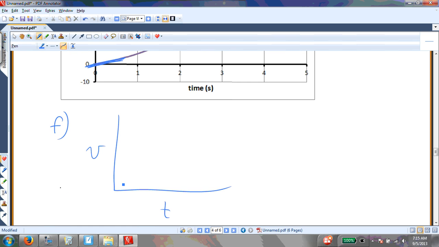So my graph is going to look something like this. Notice it does not go to the origin here because the initial velocity is not 0. Then it actually starts at 4. I wouldn't ask for numbers, but let me just show you this. The slope of this is also equal to 4.